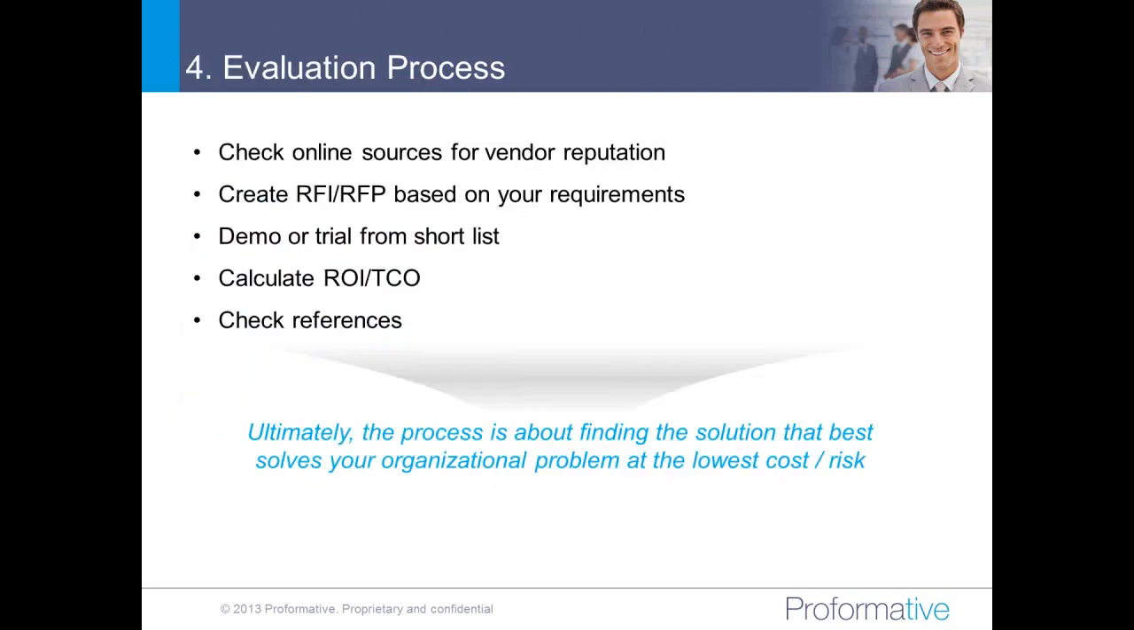So once you've done all these things, you start to get into the evaluation process. Obviously, you want to go online and make sure that the vendors are reputable, perhaps create an RFP or an RFI, request for proposal, demo or trial from a very short list of people that you've spoken with, calculate the return on investment, total cost of ownership, and then obviously check references. One of the things that we find in the evaluation process today is that buyers, because of the internet, are much more capable.